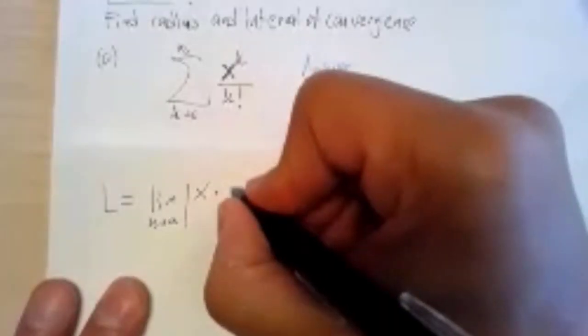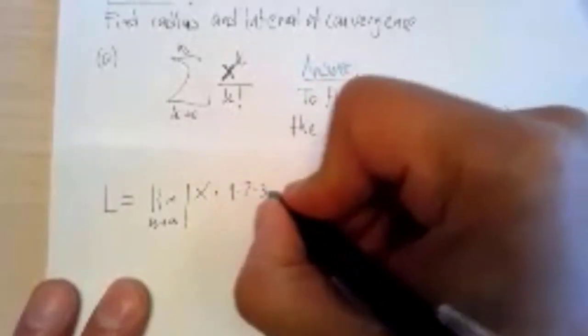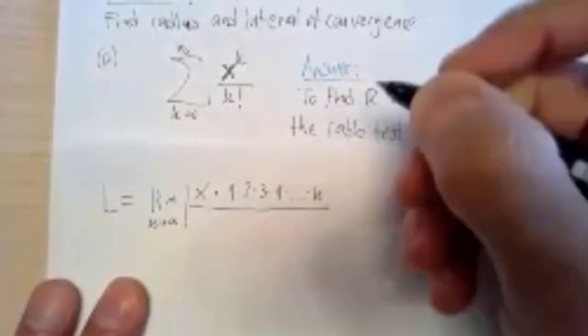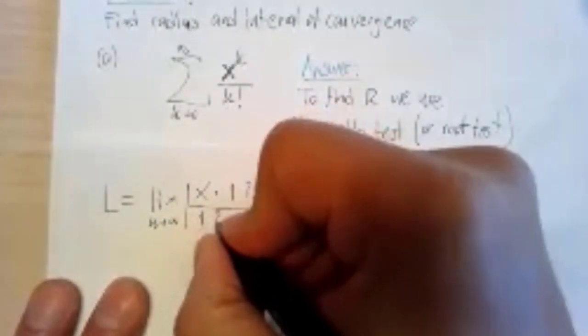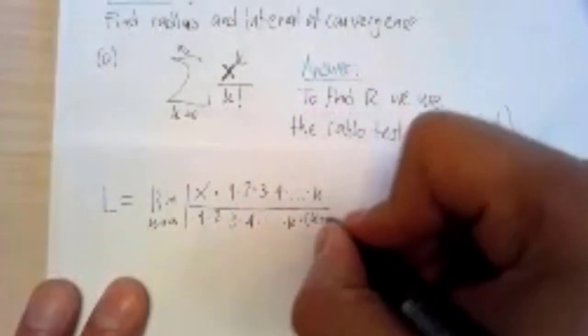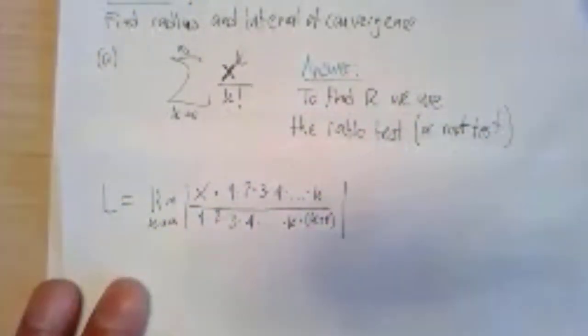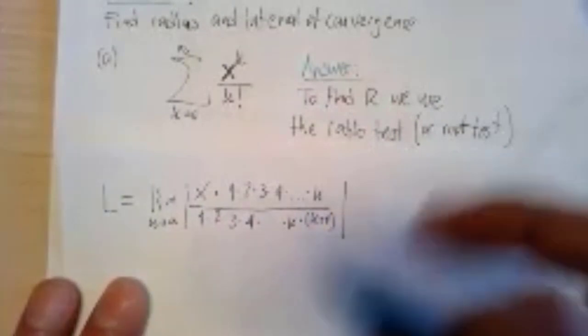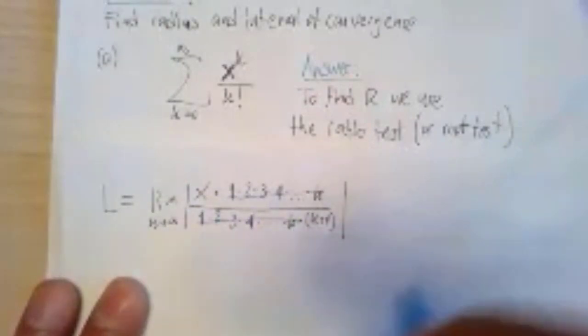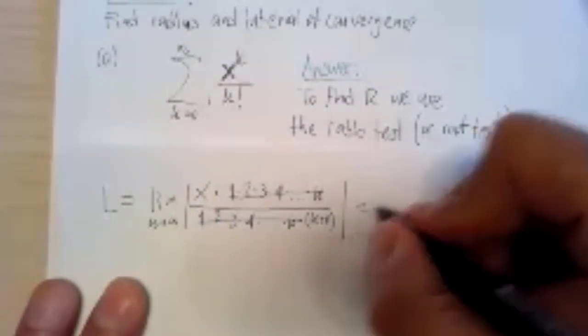K factorial is 1 times 2 times 3 times 4 all the way to k. And we're dividing by k plus 1 factorial, which is 1 times 2 times 3 times 4 times k plus 1. And just as all the other problems we did with the ratio test and factorials, this simplifies a lot, right? So all of these terms cancel, where only the k plus 1 survives. All right, so let's see what we have.